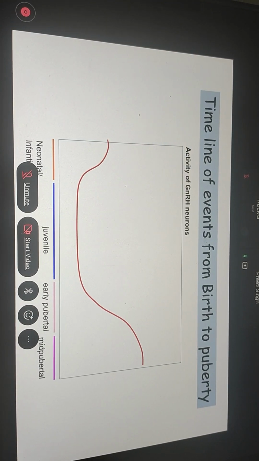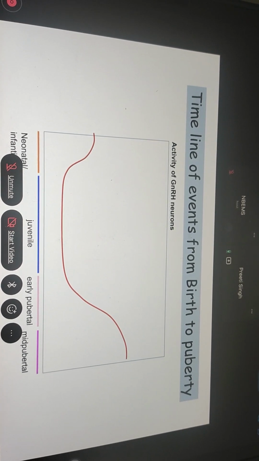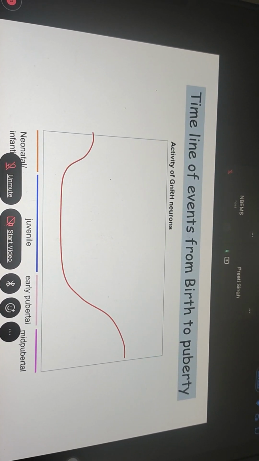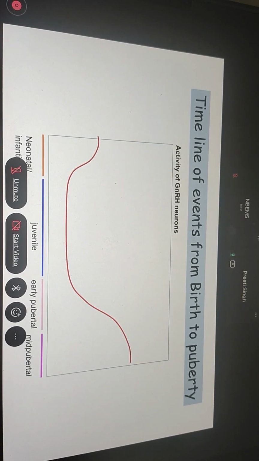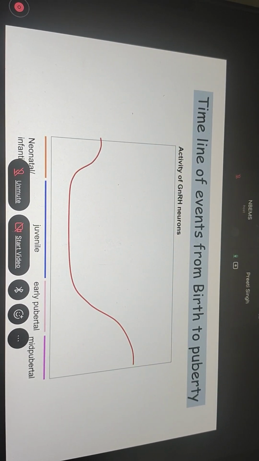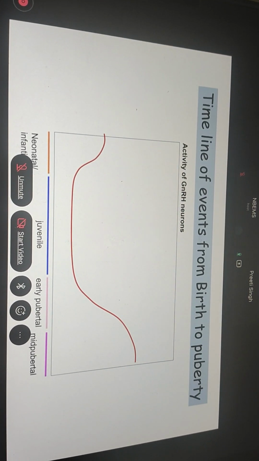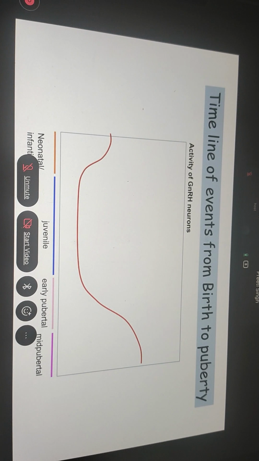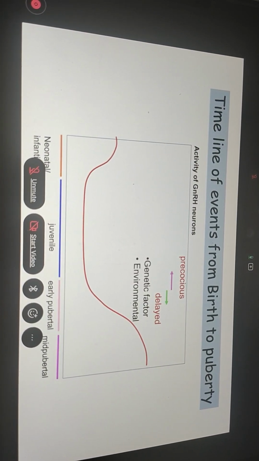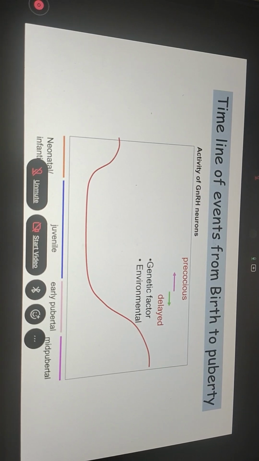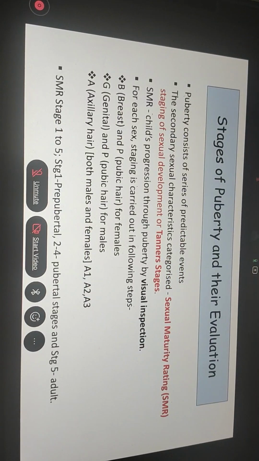So the activity of the GnRH after the age of 2 to 3 years goes into a quiescent phase, the juvenile phase, till there is a relinquishing of this GnRH inhibition, and then that leads to the activation of the pubertal changes that manifest as adolescence, during the adolescent phase. So we have already learned that genetic and environmental factors play an important role in causing the early or the delayed onset of puberty.